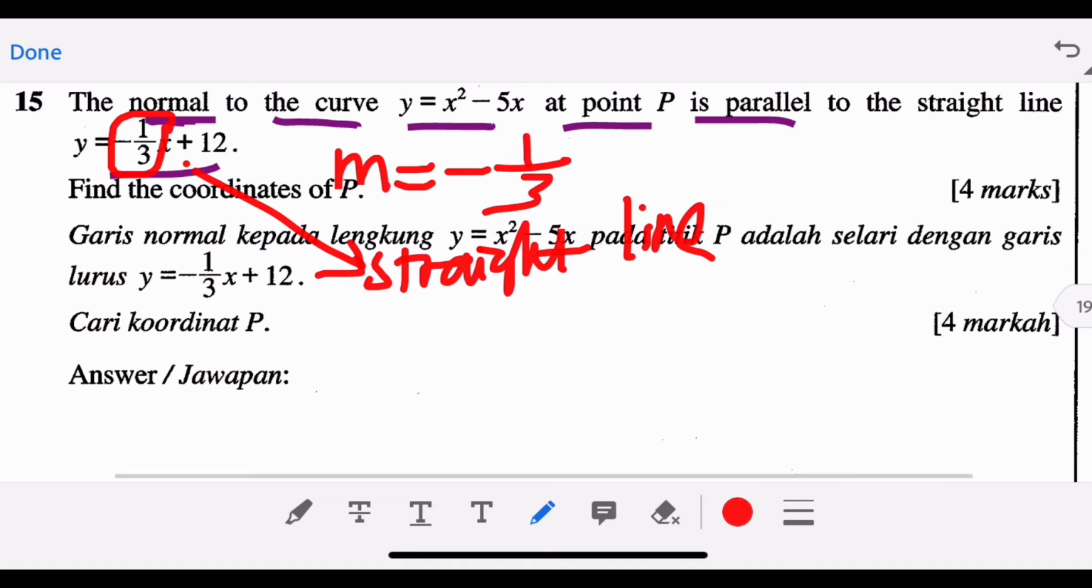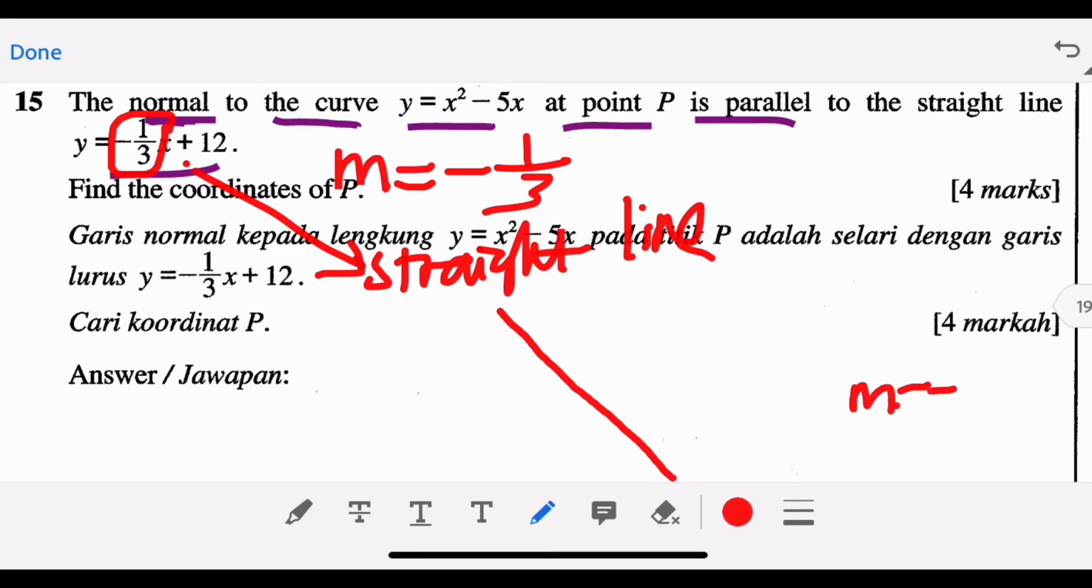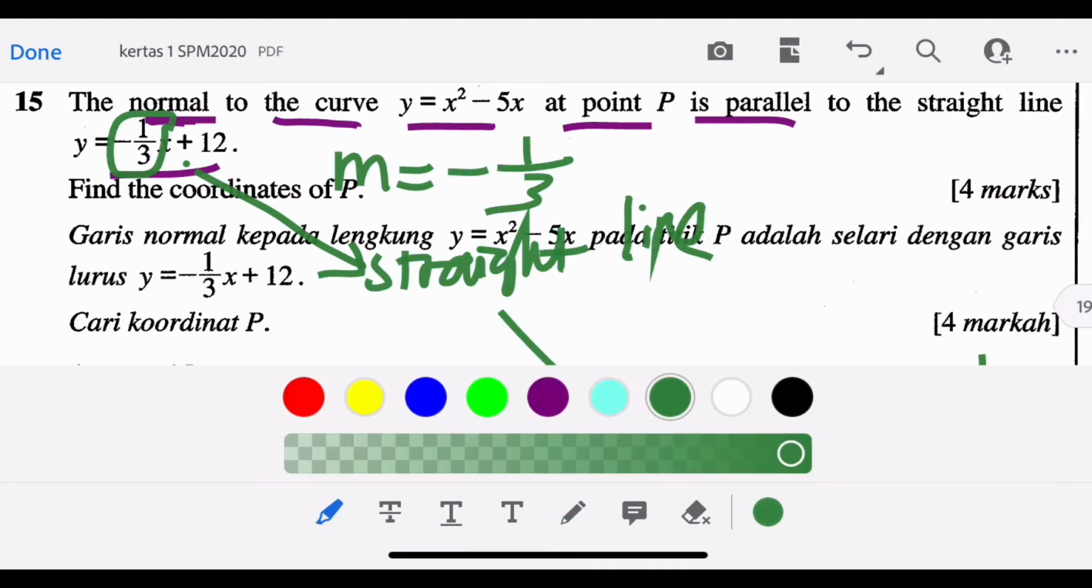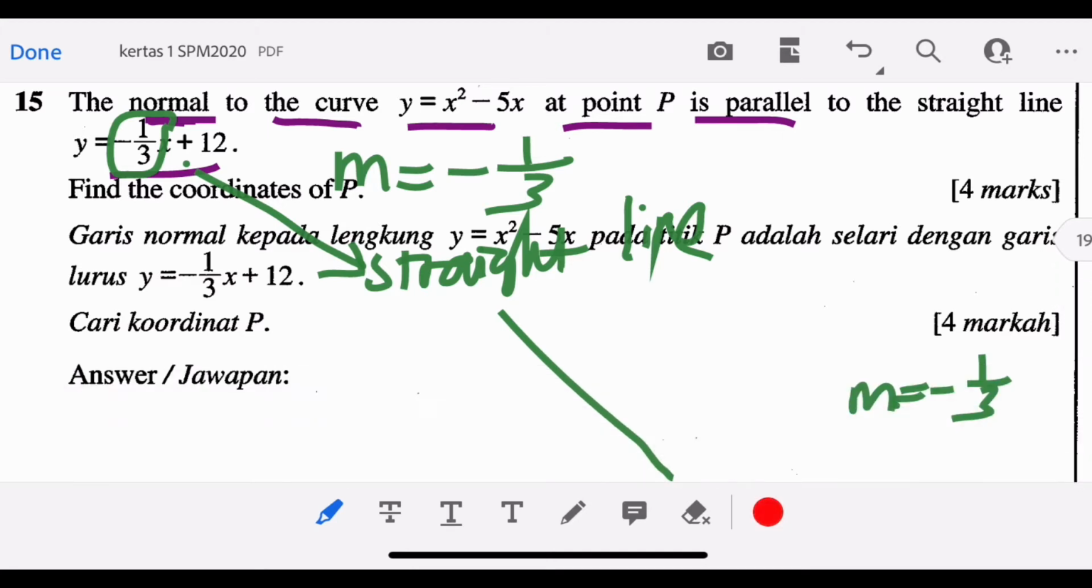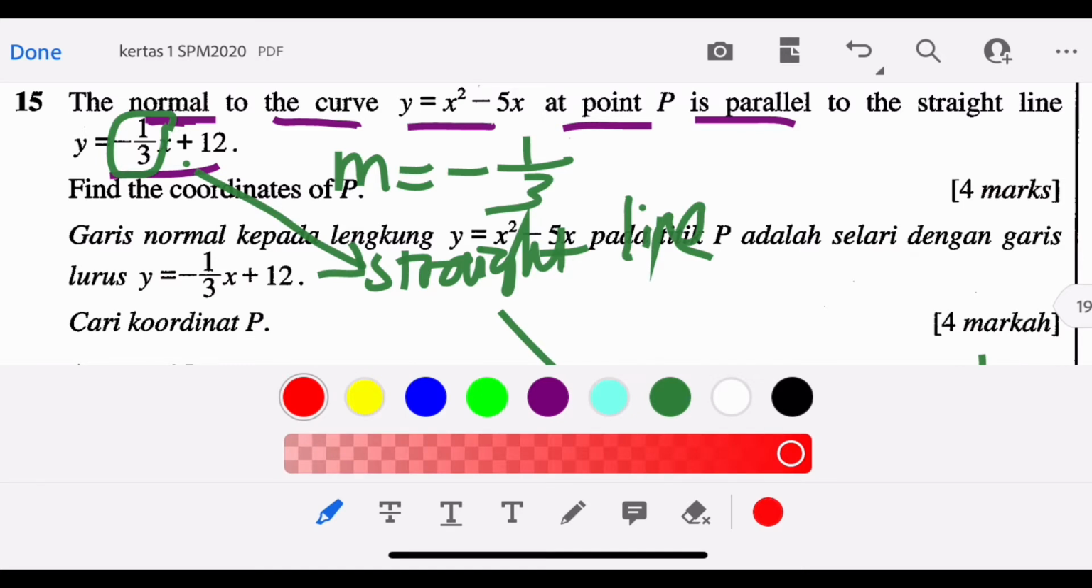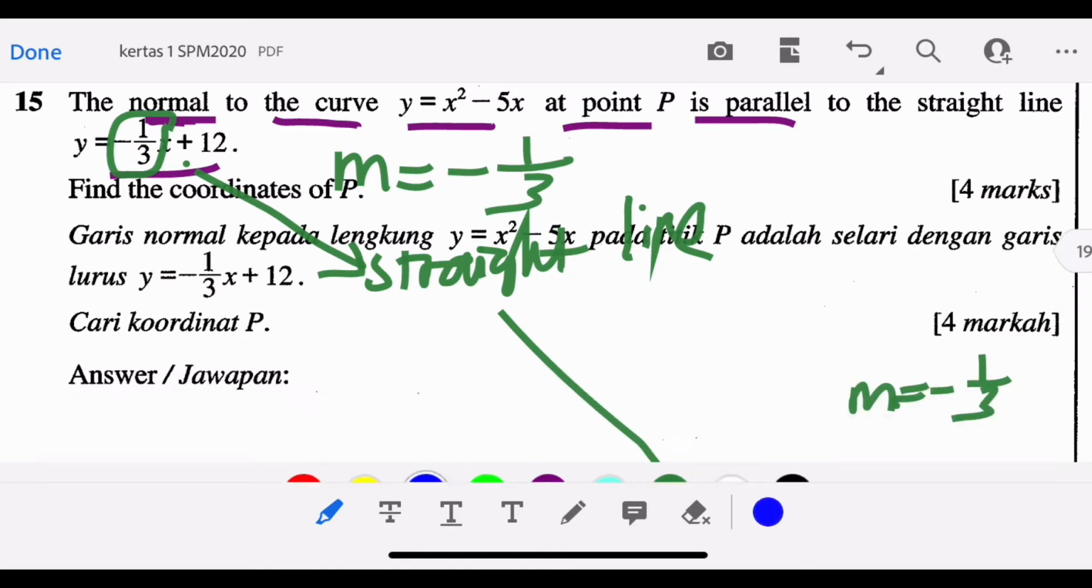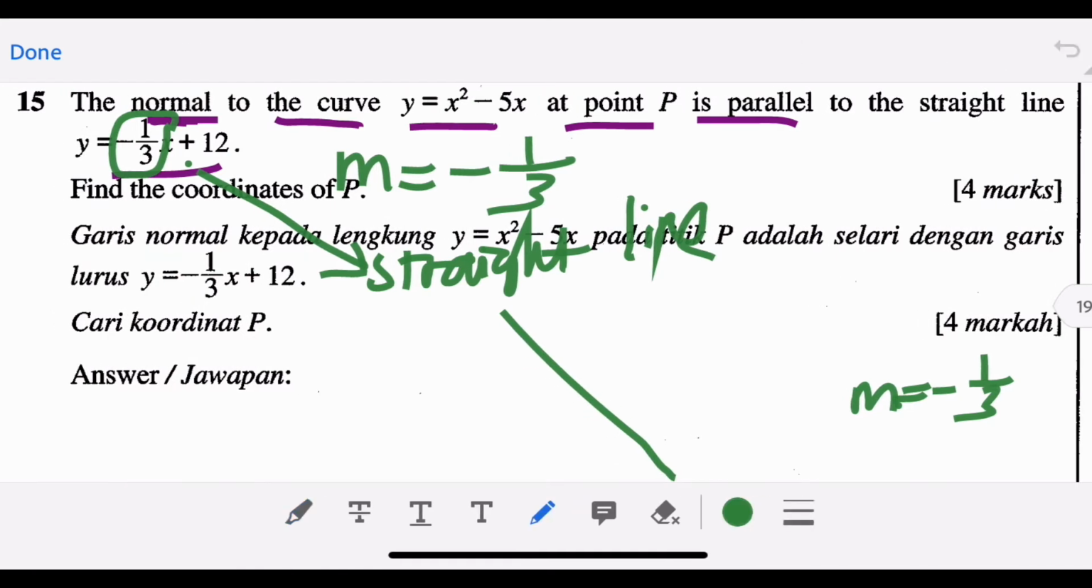The gradient is -1/3. If the gradient is negative, the line will be heading down, isn't it? So the straight line looks like this. Imagine that this is y equals -1/3 x plus 12. Now I'm going to sketch out the situation in the question.